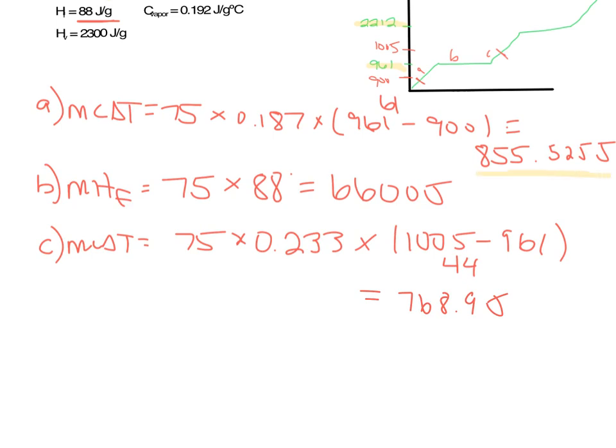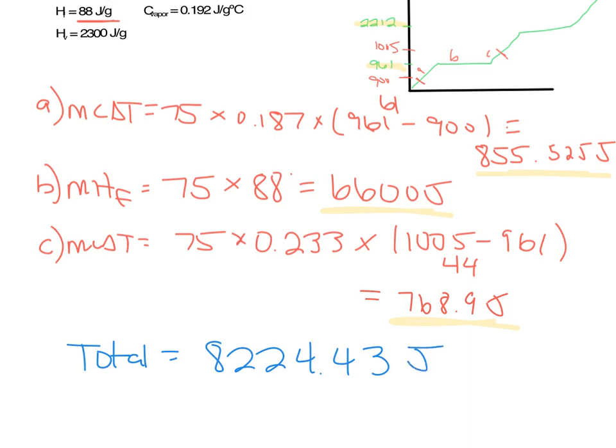So now we need to add these three guys up. So we've got the 855 and the 6600 and the 768. You add them all together, and you're going to get 8,224.43 joules. So there you've got it.